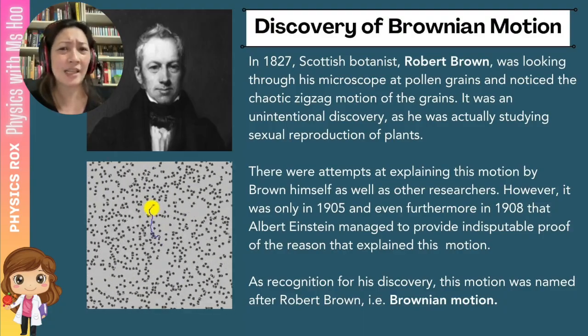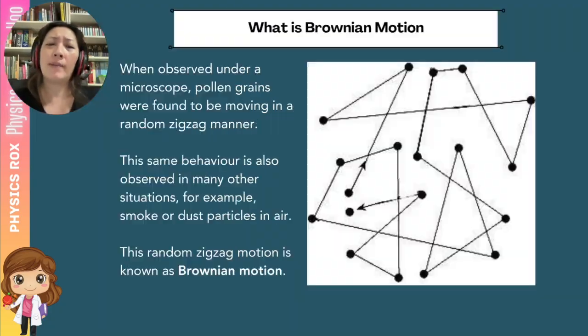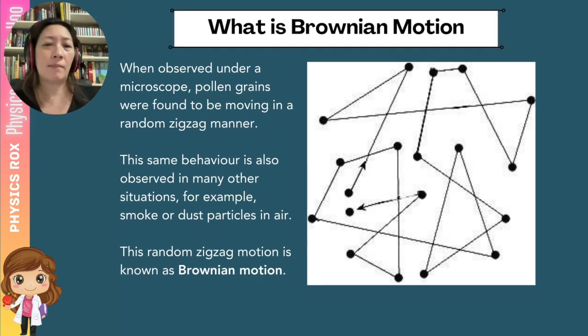So, what is Brownian motion? Basically, when observed under a microscope, the pollen grains were found to be moving in a random zigzag manner. This same behavior is also observed in many other situations. For example, smoke or dust particles in air. This random zigzag motion is known as Brownian motion.